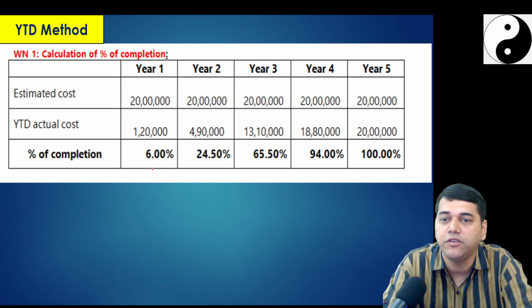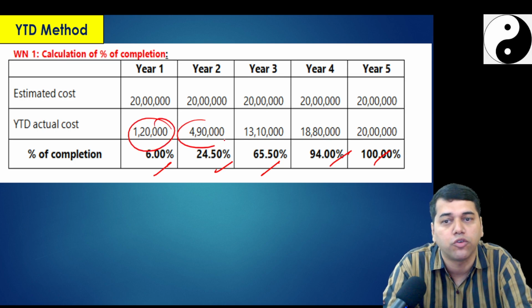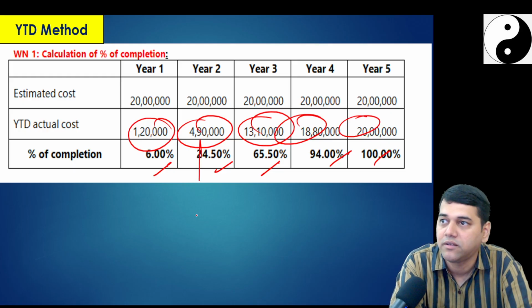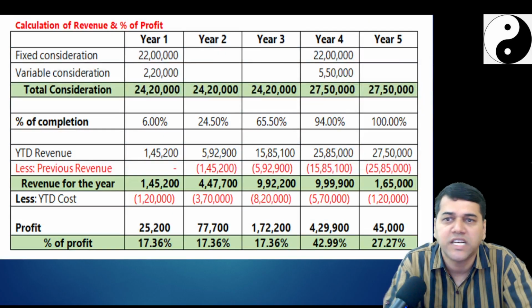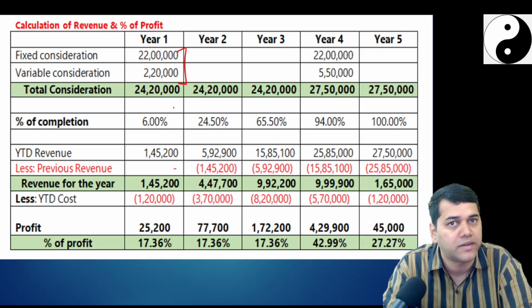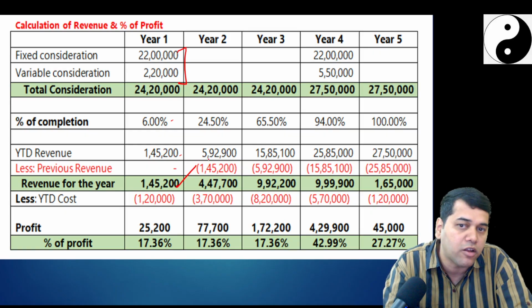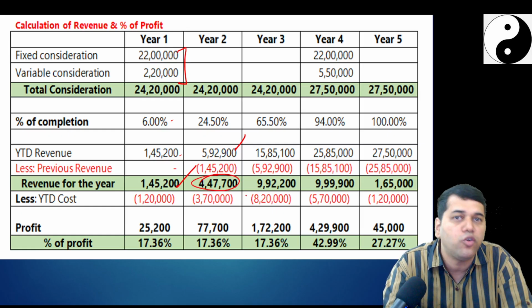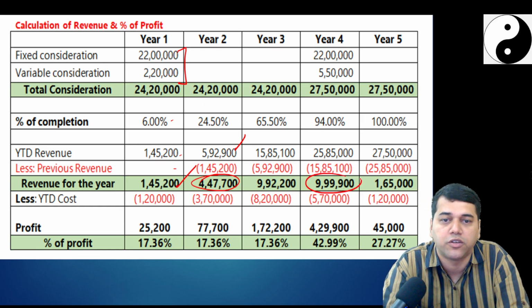In the YTD method, we would have calculated the percentage of completion by taking cumulative cost. What they did here, they took the cost for the period, because the question specifically tells that. Then I straight away take the total transaction price, take this percentage, and multiply to get YTD revenue. For the first year you will get the same. But from the second year onwards, I will take the YTD revenue minus the previous revenue. For this cost, if you see, nowhere is 2,16,000 going to come, because it is already adjusted in this particular value.